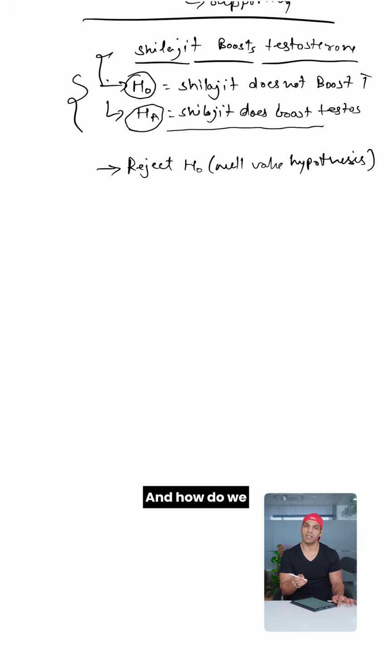And how do we reject the null value hypothesis? By simply showing that the results are not happening primarily due to chance, but actually there is something in the Shilajit that is causing these effects, right? So the world is distributed between chance and, let's say, some order. Something can cause something, right? So causation is established when we establish that something is not happening via chance.